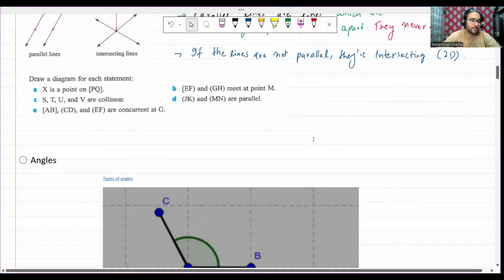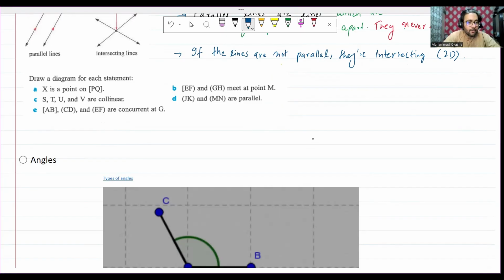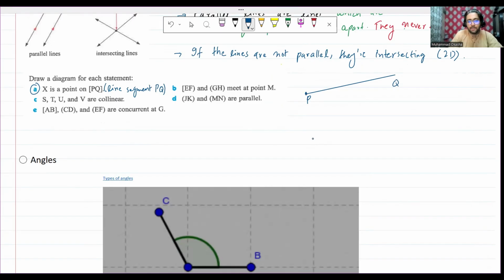Anyway, so let's draw these diagrams. Draw a diagram for each segment. X is a point on PQ, which means we have a line segment PQ. If you have these brackets, you don't have to worry about these because in the exam I'll write line segment PQ in this place. So you have a line segment and you're supposed to draw a point X. This is pretty simple. Draw a line segment, name it P and Q. Make sure that if this is a line segment, it has end points on both sides. And X is a point on this line. X can be any point, anywhere. You can draw it anywhere you want.